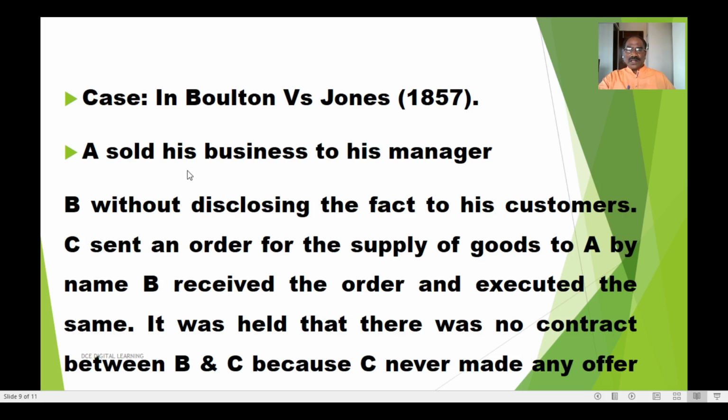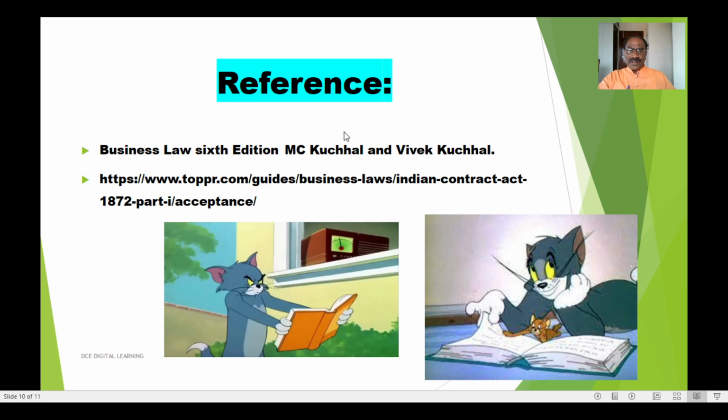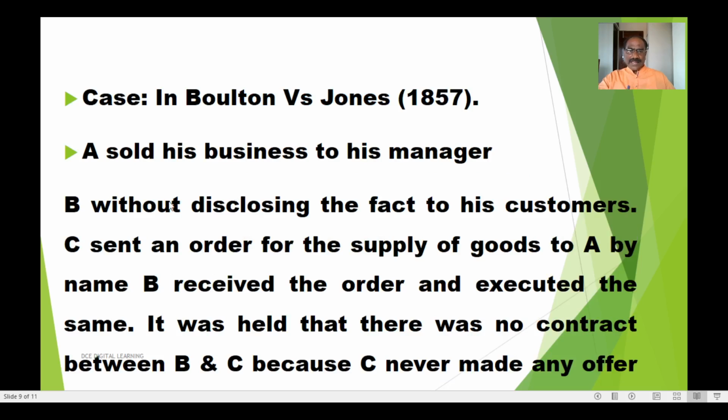Next, here there is an example, and it is one of the case laws that happened in 1857, Bolton versus Jones. A sold his business to his manager B. Here there is one example for the understanding of the acceptance. A sold his business to his manager. Who is the manager? B is the manager in the business of A, without disclosing the fact to his customers. And C sent an order for the supply of goods to A by name, B received the order and executed the same. It was held that there was no contract between B and C because C never made any offer.